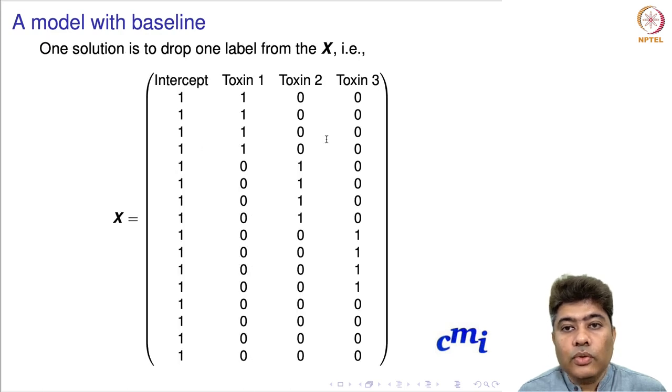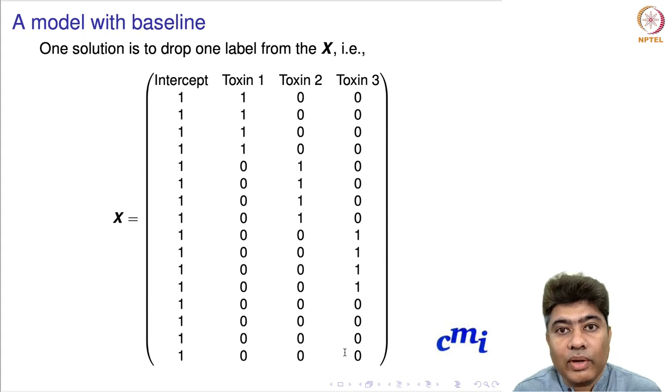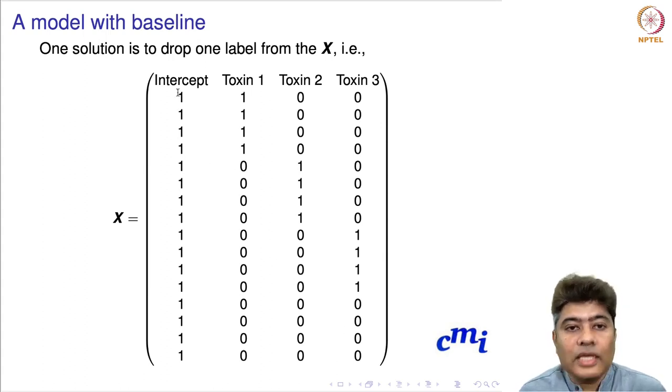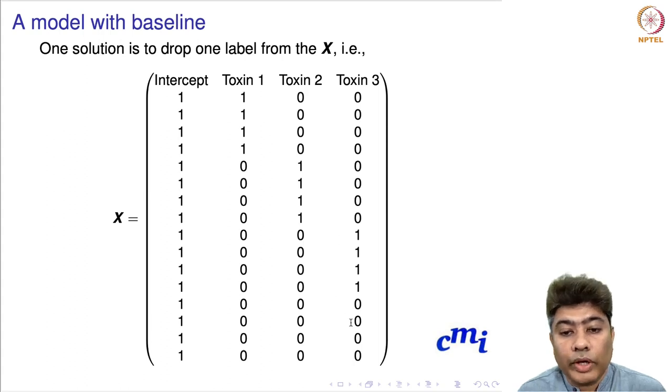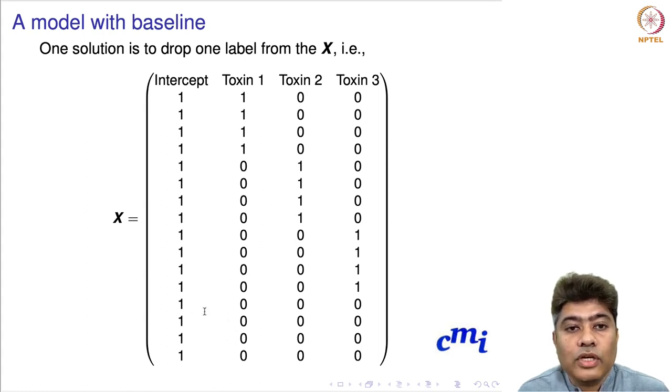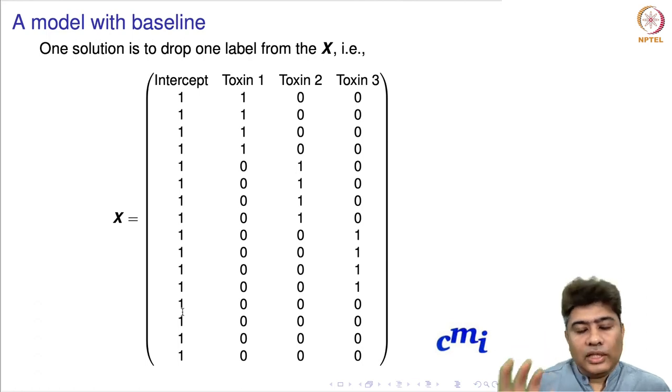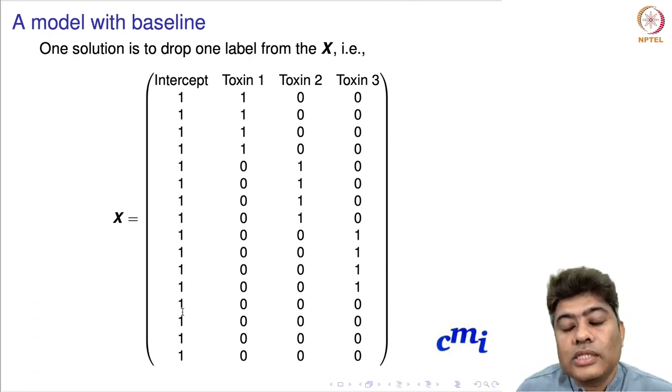The solution to this is to sacrifice one of the levels. In this case, we are sacrificing the control column from the design matrix. This is our modified design matrix. Now we have four columns, and the first column is no longer the sum of the second, third and fourth columns, because in the last four rows, if you add them up, you do not get back the intercept column. That is how we break the dependency between the columns. We are just sacrificing one level. You could sacrifice toxin 1 or toxin 2; in this case, we are sacrificing the last level, the control group.